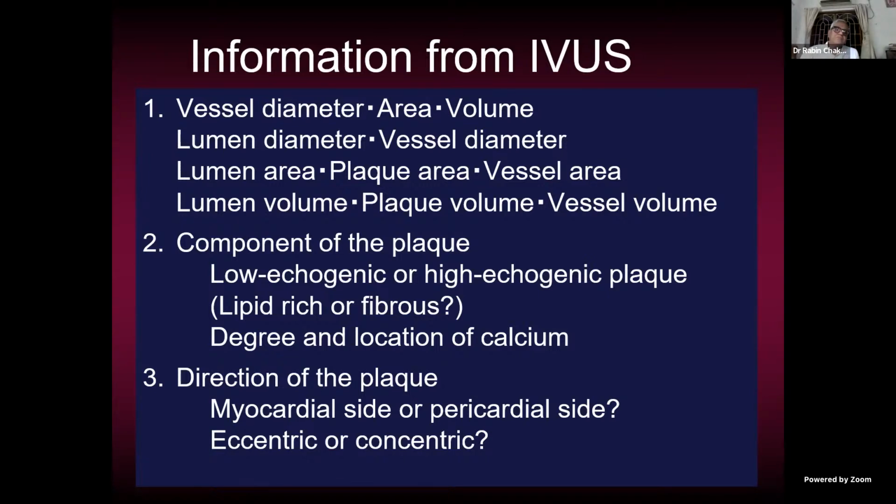Information that we get from IVUS is vessel diameter, vessel area, vessel volume. The IVUS can give us the cross-sectional area, cross-sectional volume, diameter, luminal vessel diameter, luminal area, plaque area, vessel area, lumen volume, plaque volume, vessel volume. Components of the plaque also we can get, like low echogenic or high echogenic plaque, lipid-rich or fibro-rich, or a combination. Degree and location of calcium.